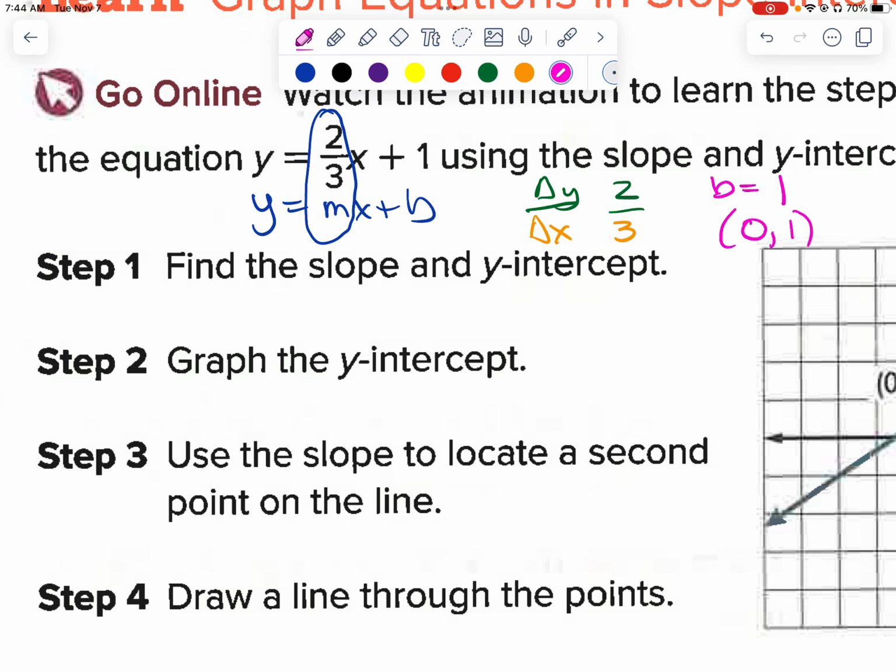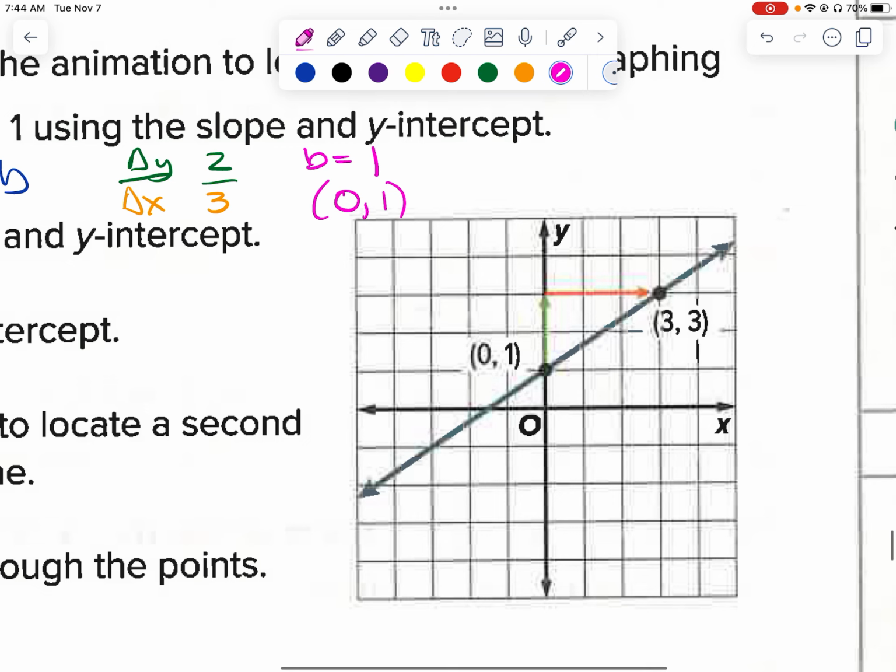So then you go over here. Remember that when you go to graph, you always start at 0, 0. And because it says 0, 1, you don't go left or right. You're just going to go up 1. So we go up 1 right here, and we plot a point.